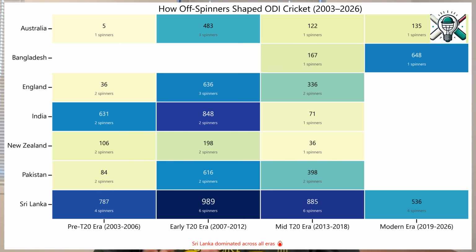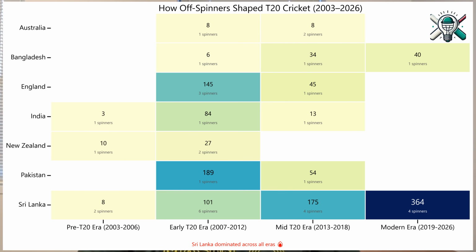Bangladesh started relying on genuine off spinners since 2013 in the form of Mehidy Hasan Miraz, who was later promoted as an all-rounder. England had some level of reliance in 2007 to 2012, Graeme Swann is there. India also the same. Pakistan had reliance when they had Saeed Ajmal.